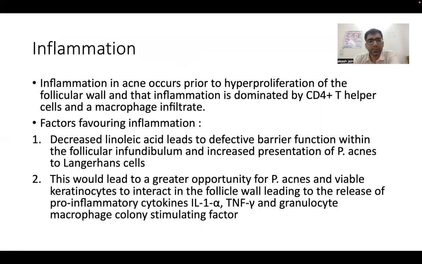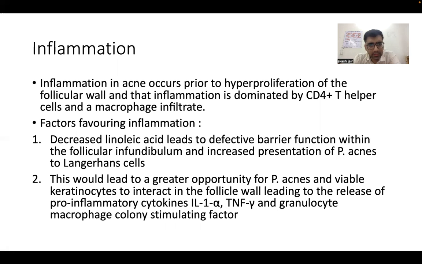Now, the fourth pathogenic factor is inflammation. Inflammation in acne occurs prior to the hyperproliferation of the follicular wall, and that inflammation is dominated by CD4 T helper cells and a macrophage infiltrate.